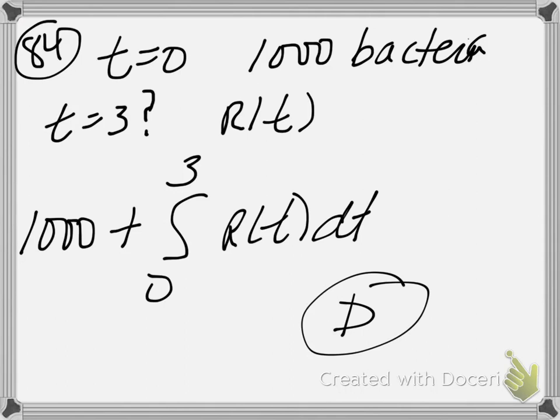And I just want to say it is not R of 3, okay, because that will just tell you how much bacteria is in there at exactly 3. But we want to know what happened after 3 hours, at T equals 3 hours, so the time goes from 0 to 3.